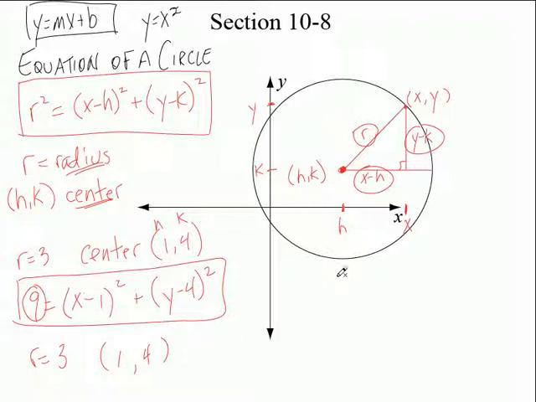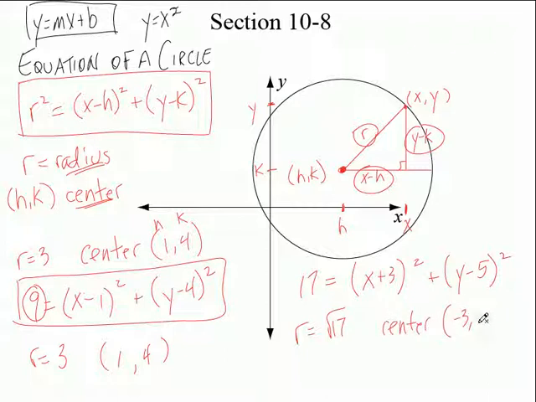Let me make one up. Let's do this. What if we did 17 equals x plus 3 squared plus y minus 5 squared? And I asked you to find the radius and the center. What would the radius be? 17. Square root of 17. Very good. And the center? Good. It's negative 3, 5. That's what a lot of people forget. Okay, because it's x minus a negative 3, isn't it? So that's going to be negative 3. Understood? That's it.